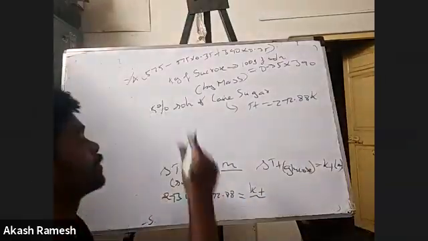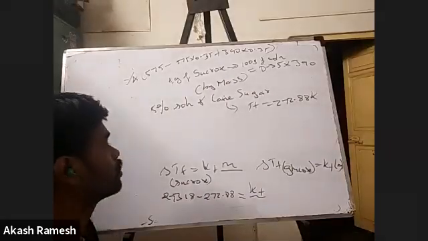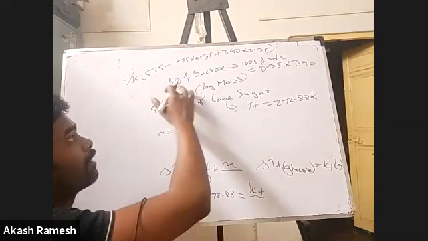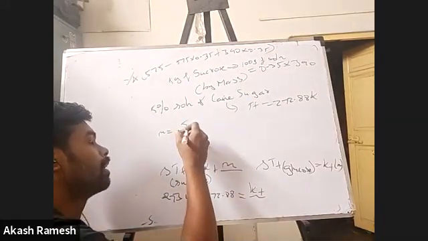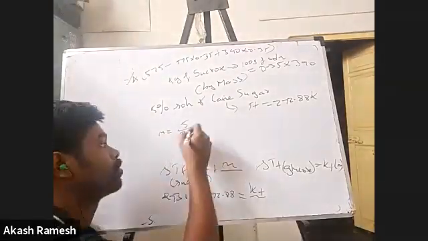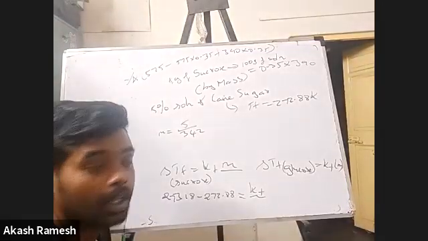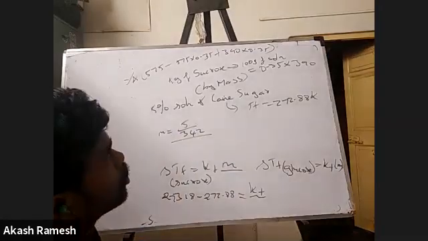So that means 5 grams of sucrose is present in 100 grams of solution. How will you calculate molality? Molality is the number of moles of solute. I have 5 grams of sucrose, so can I say 5 divided by how much? What is the molecular mass? 342. Okay, 5 divided by 342. That is the number of moles, divided by the total mass of the solvent.